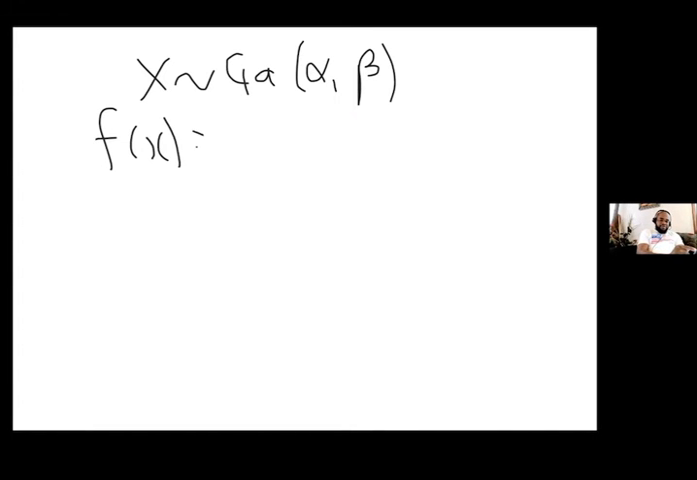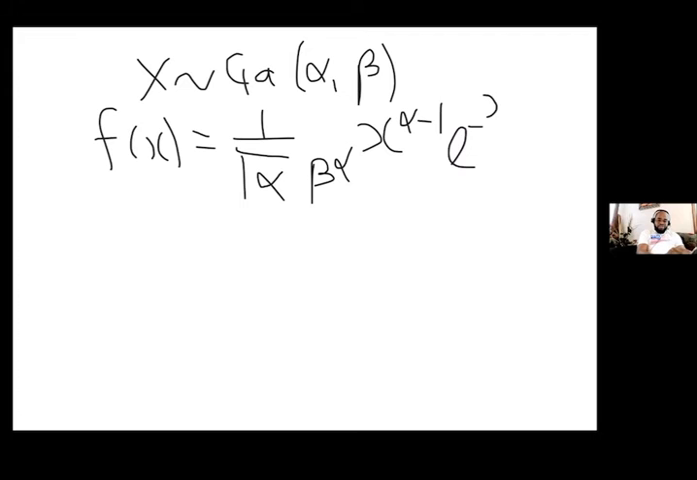Okay, when x follows a gamma distribution with parameters alpha, beta, f of x equals 1 over gamma of alpha. Actually, I'm going to write the density out so that I can derive the mean and variance for that. So beta raised to power alpha, x raised to power alpha minus 1, exponential raised to power this.